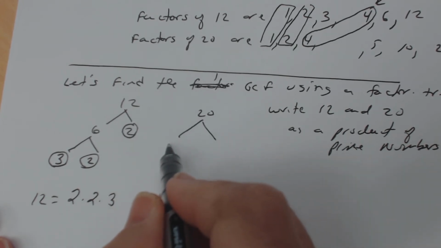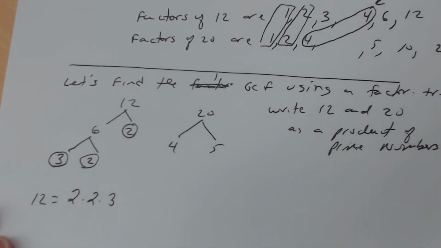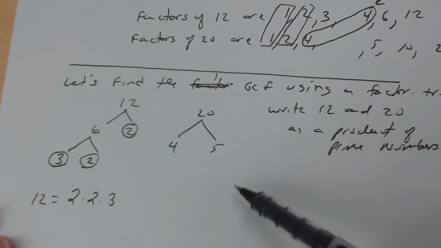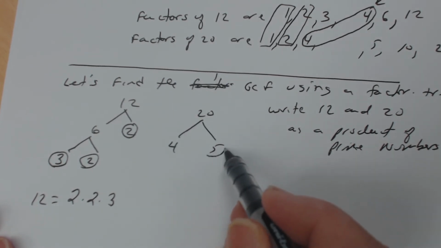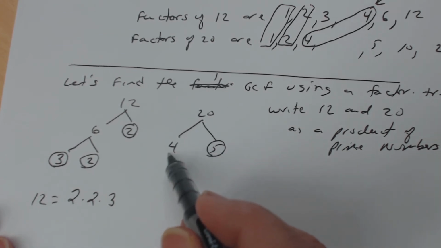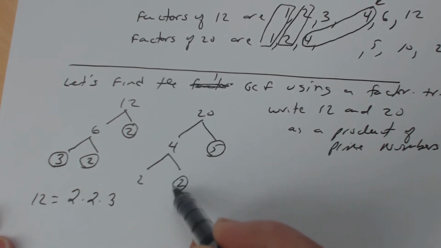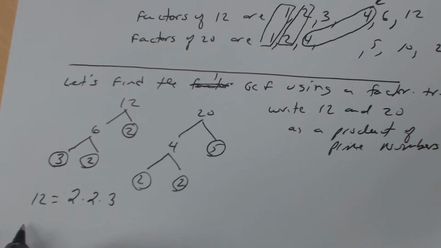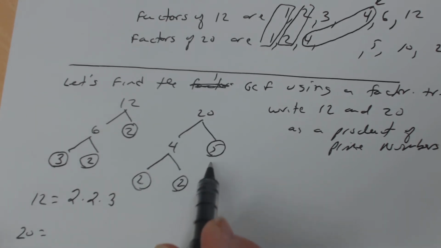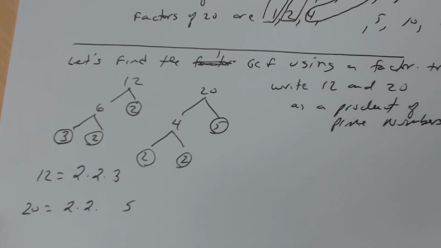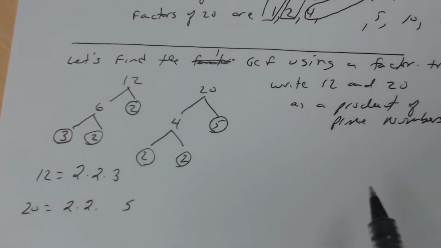For 20, I can say 4 times 5 is 20. You could have said 10 times 2. It does not matter. Just find two numbers whose product is 12, find two numbers whose product is 20, and then go from there. 5 is prime, so I'm going to go ahead and circle it. 4 is not prime, 4 is composite, but I do know that 4 is 2 times 2, and those are prime. And so I'm going to rewrite 20 as 2 times 2 times 5. I'm trying to align any like factors. You didn't have to do that, but it sometimes helps.